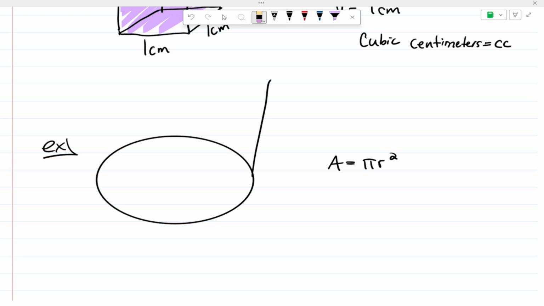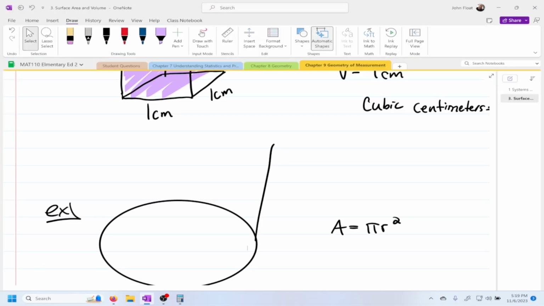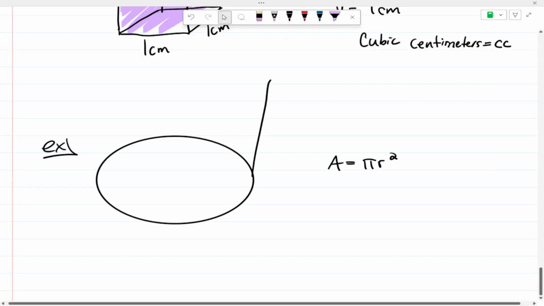Wow. I have no idea what just happened, but it just created a perfect circle. I think I know what happened: automatic shapes. I want to turn that off. There we go. I was trying to do something earlier, but anyways.